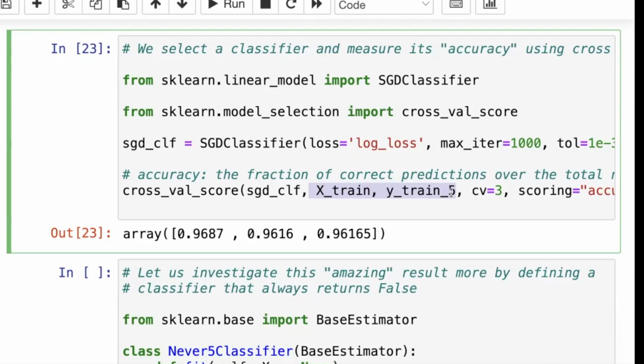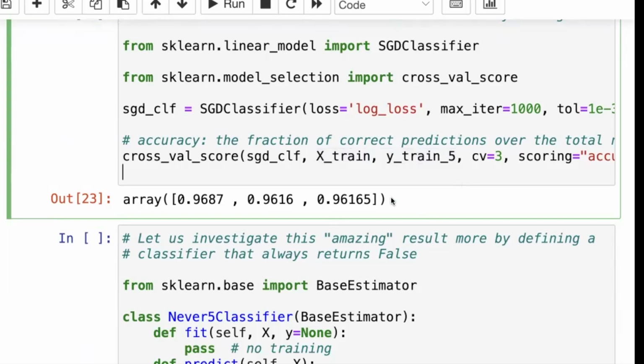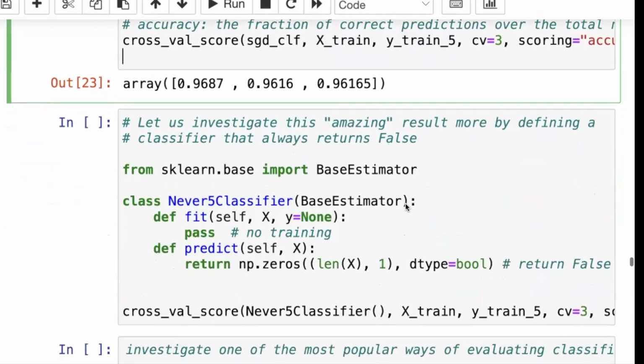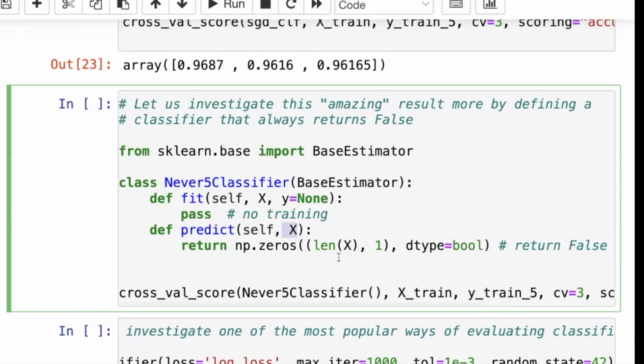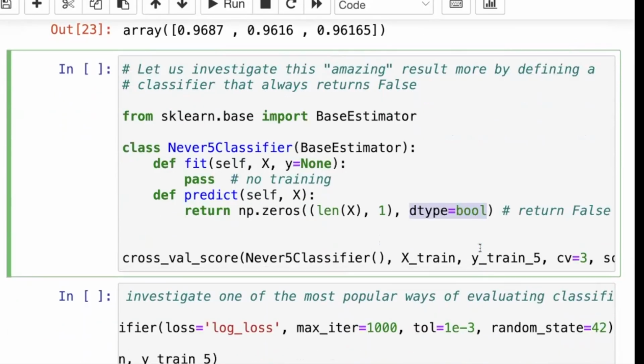and then we repeat this process so that we cover all the folds. Okay, so one thing we can do is to celebrate that we got a really good classifier because it is very close to 100% accurate. But let's define a very boring classifier, a classifier that we call never five classifier. And as the name suggests, every time we want to predict a label, right? So this is the predict method of this classifier. We just provide a bunch of zeros and we convert this to Booleans, which means that we return false.